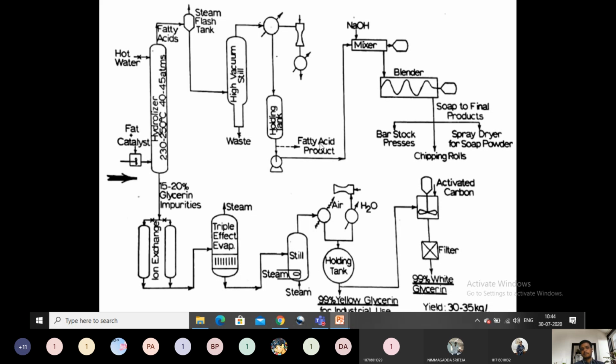Like biodiesel can be manufactured using this fatty acid product, whereas various biofuels can also be manufactured using this fatty acid. Next is the process to manufacture soap, in which the fatty acids are reacted with an alkali like NaOH or KOH in a high speed mixer.